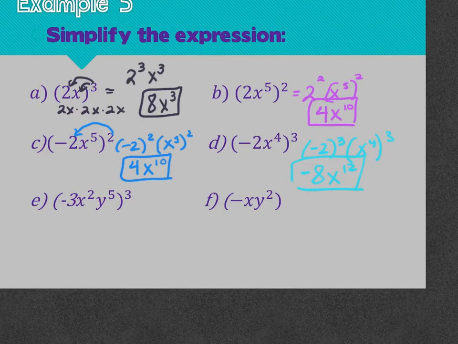E now has 3 parts to it. The negative 3, that's going to get raised to the 3rd. The x to the 2nd, that's going to get raised to the 3rd. And the y to the 5th, that's going to get raised to the 3rd. So negative 3 times negative 3 times negative 3 is negative 27. X to the 2nd raised to the 3rd, x to the 6th. Y to the 5th raised to the 3rd, y to the 15th.